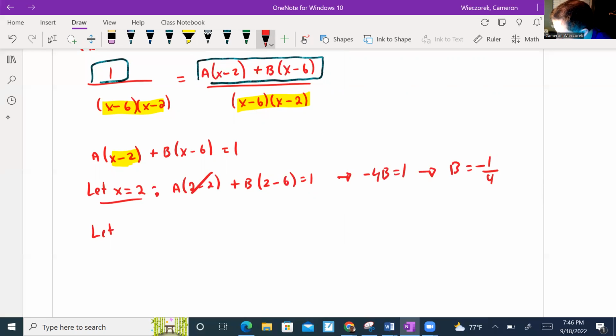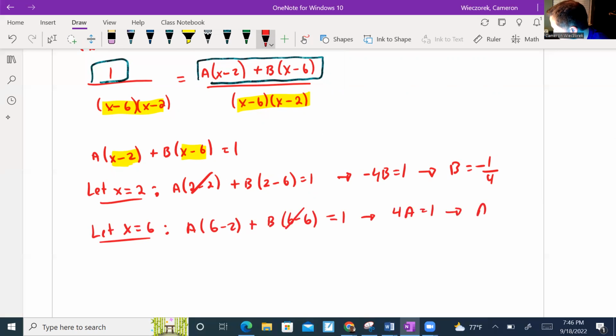Similarly, if I look at the second factor, if I let x equal 6, the second term is going to drop out from the problem. I'm going to get a times 6 minus 2 plus b times 6 minus 6. That's 0. That's gone. Equals 1. So what that gives me is that 4a equals 1, which means that a has to be 1/4.